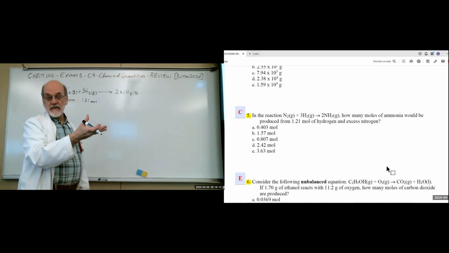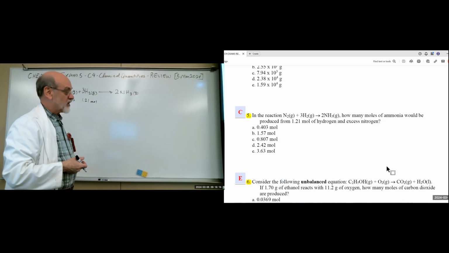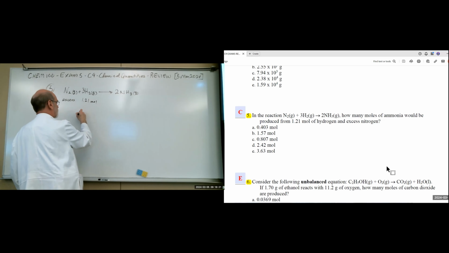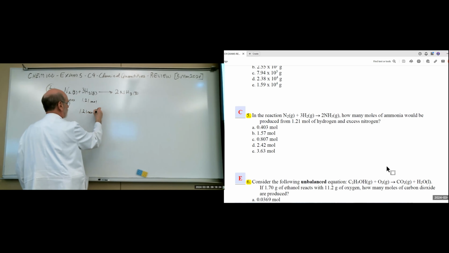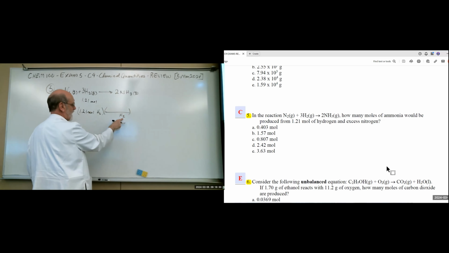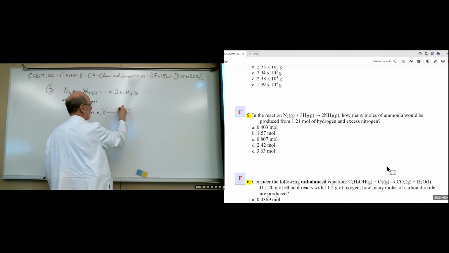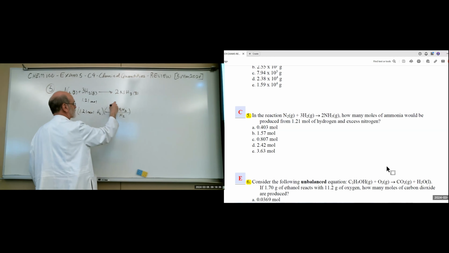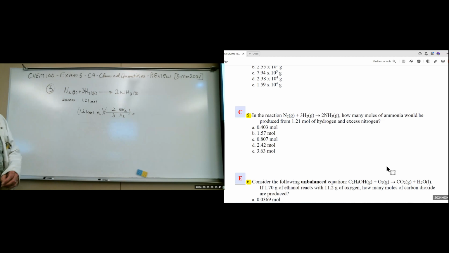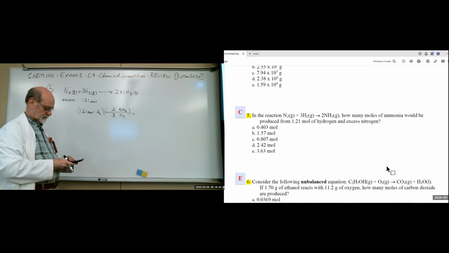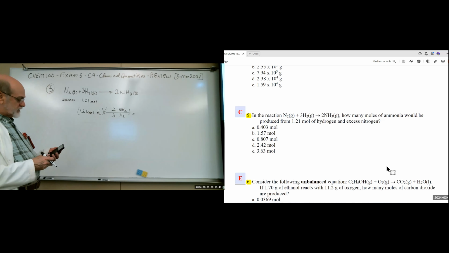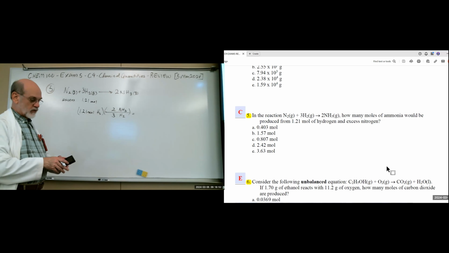Actually, this is an easier problem than the 2 we've already done, because you're already told this is going to run out and it's going to produce ammonia. And our conversion factor puts hydrogen in the denominator, to cancel, and ammonia in the numerator, and its coefficient is 2, and hydrogen's is 3. So 2/3 of 1.21 is, let's see, 3 significant figures, 0.807.